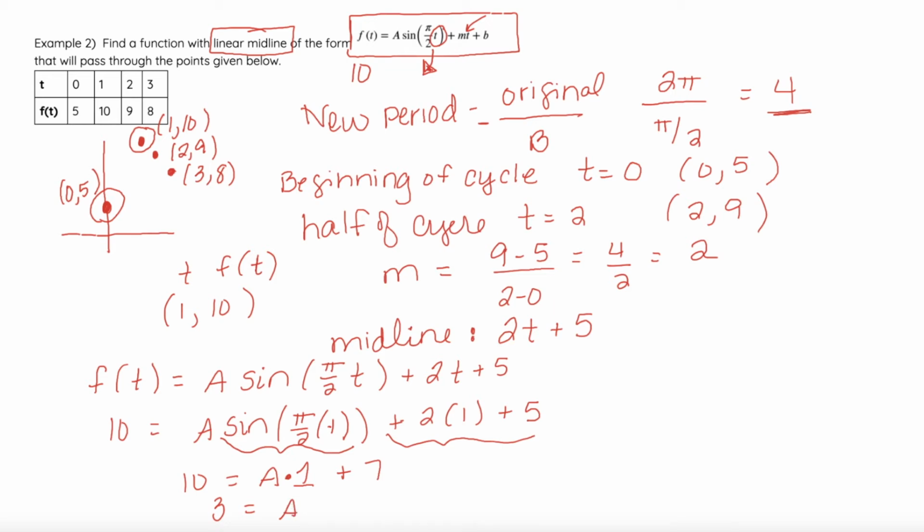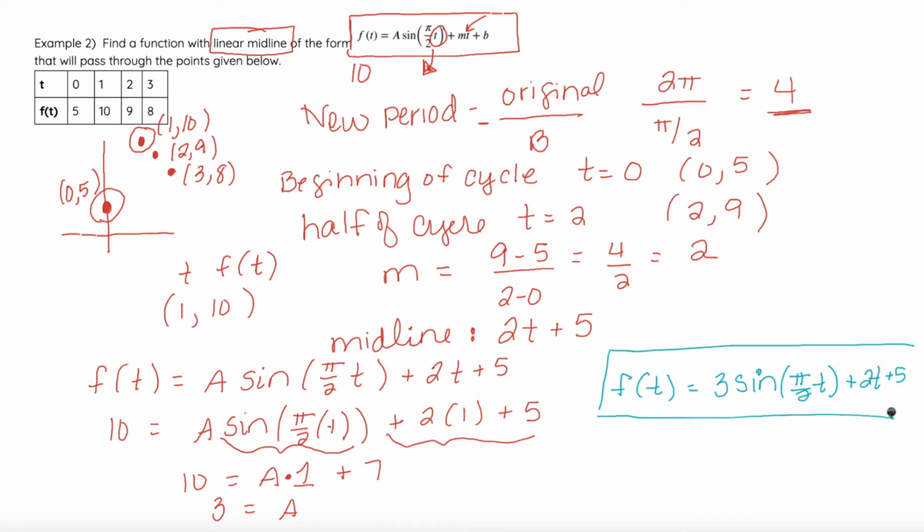Well, now that I have all of the pieces I need to write the particular equation, I can say that f with respect to t is our A value of 3 times sine of pi over 2 times t plus our linear midline 2t plus 5. So really working all of the different angles that we have with this particular example.